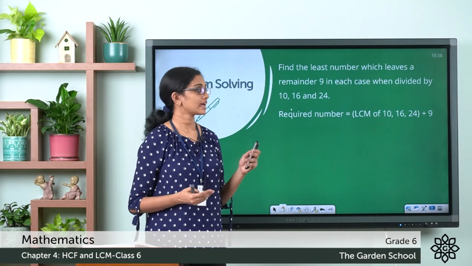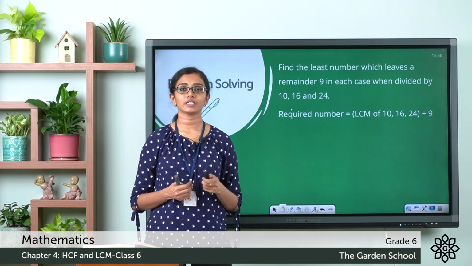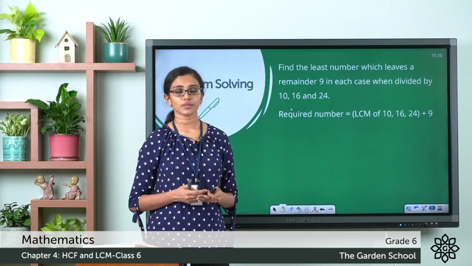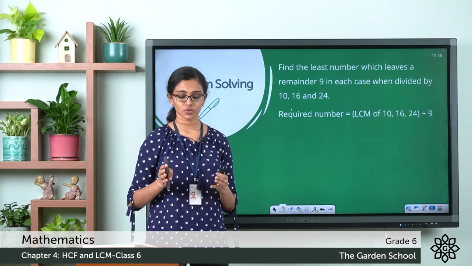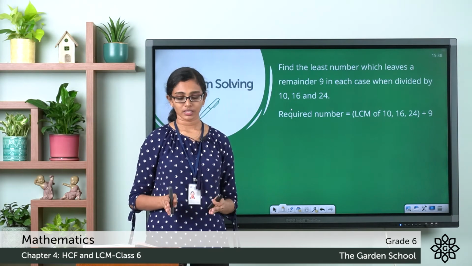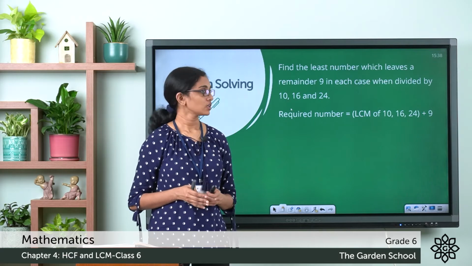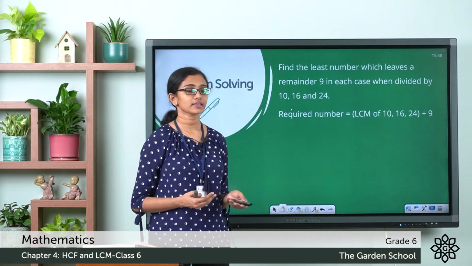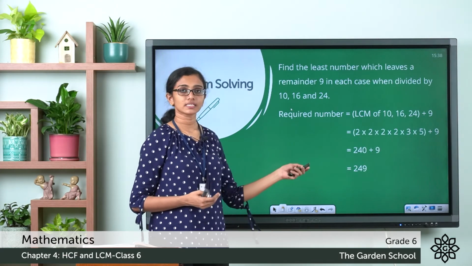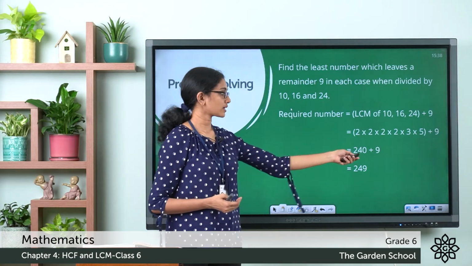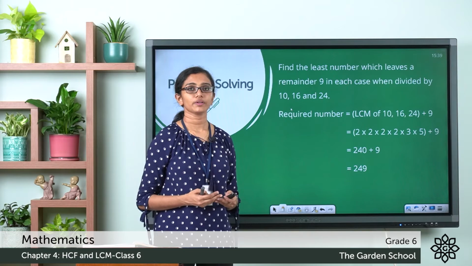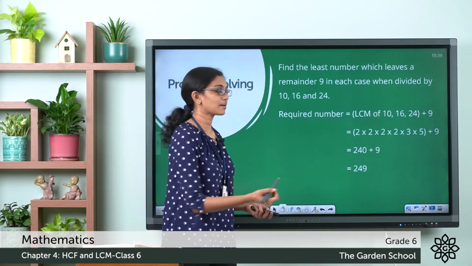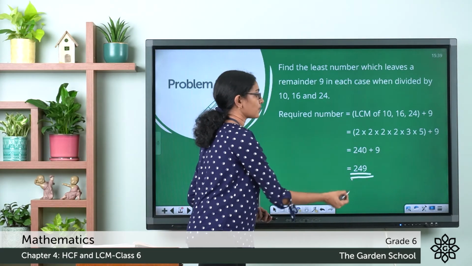So you can find the LCM of 10, 16 and 24 using the common division method. Please look at page number 54 in your textbook. You can see the same question given as a solved example there. So after doing the common division method, you get the LCM of these three numbers equal to 240, and you have to add the remainder 9 to it. So what do you get? So you get the required number is equal to 249.